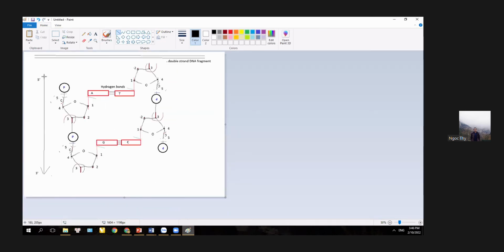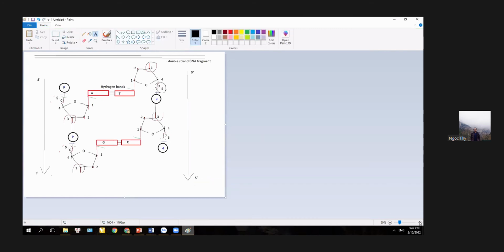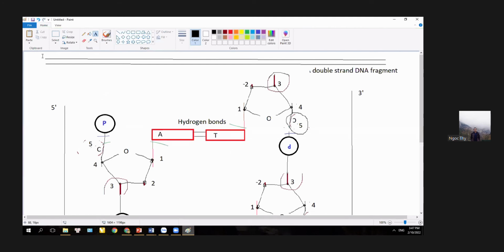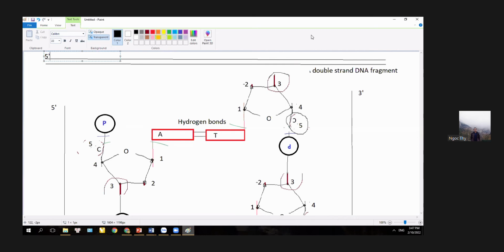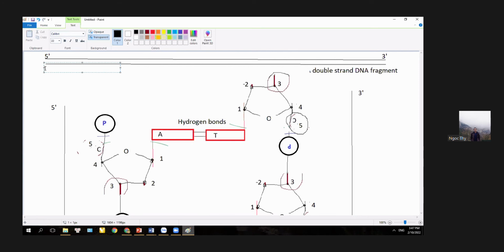So as a result, if we have the direction here 5' to 3', because the 5 carbon comes first and the 3 carbon comes later, in here we will have the 3 carbon come first and the 5 carbon come later, right? So as a consequence, the direction from the top to the bottom is from 3' to 5'. Okay, so in the double strand DNA, if the direction of one strand is 5' to 3', then the complementary strand will have the direction 3' to 5'.